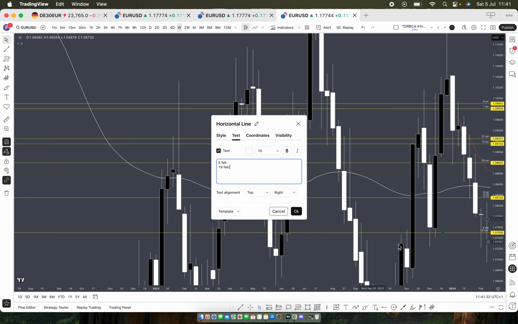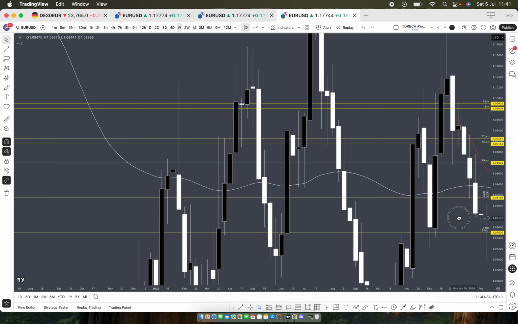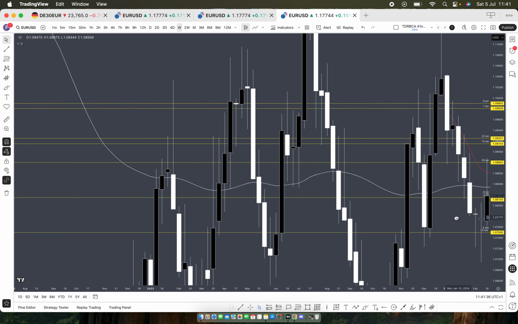19th of Feb. And then basically I'm just marking this up for context. So yeah, as you can see, that was pretty nice. So this was relative to consecutive bar push and play. So look how bars began to form.